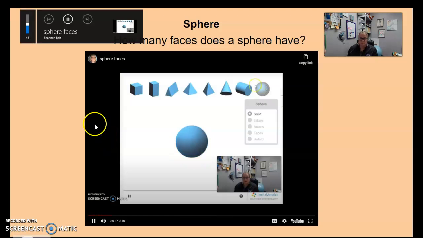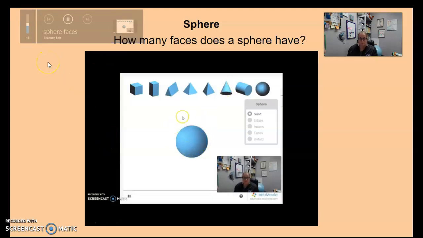Now let's look at a sphere. You will see that a sphere is rolling around because it's shaped like a ball. A sphere just has a curved surface and it actually has no faces at all. It does not have any faces. So 0 faces for a sphere.